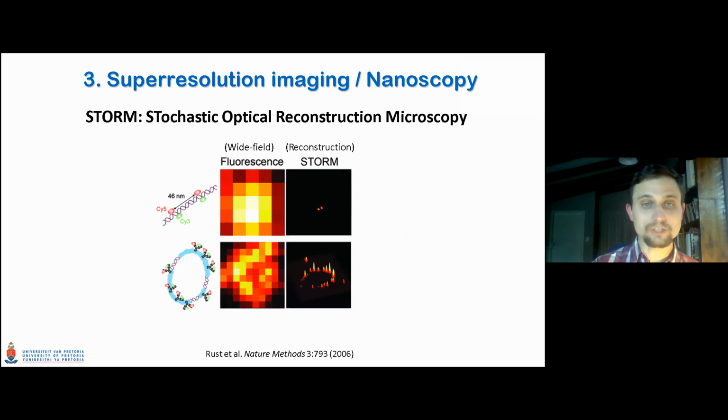Here's just one example. Using a normal wide field fluorescence method, which is limited by the diffraction limit, you get just this one big blur. But with STORM, you now see that there are actually two emitters there.